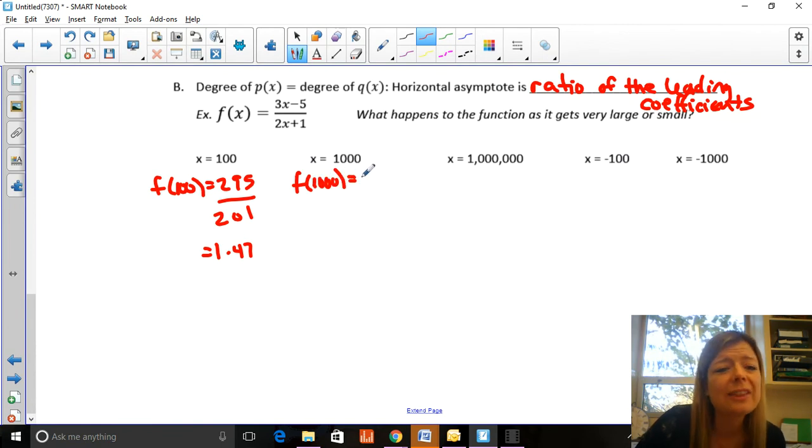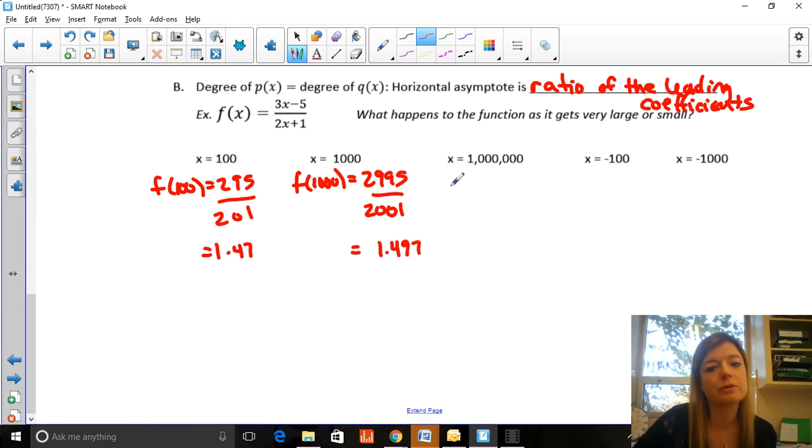Now these measly little negative 5 and plus 1 matter even less when we put in 1,000, okay? Now it's like 3,000 minus 5, that hardly means anything, right? And then 2,000 plus 1, okay? So then that's 1.497, so even closer to 1.5.